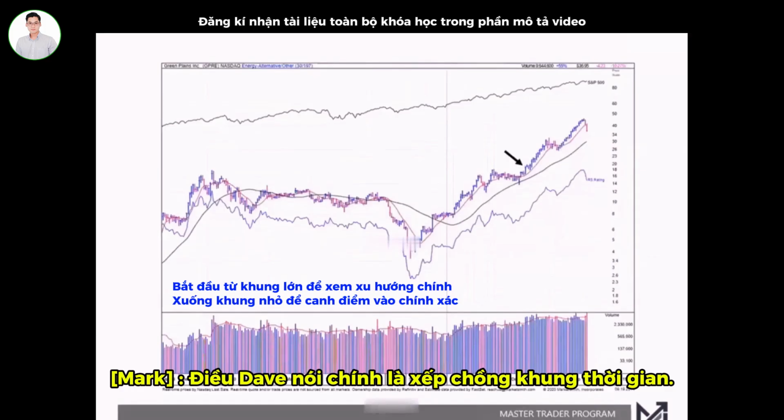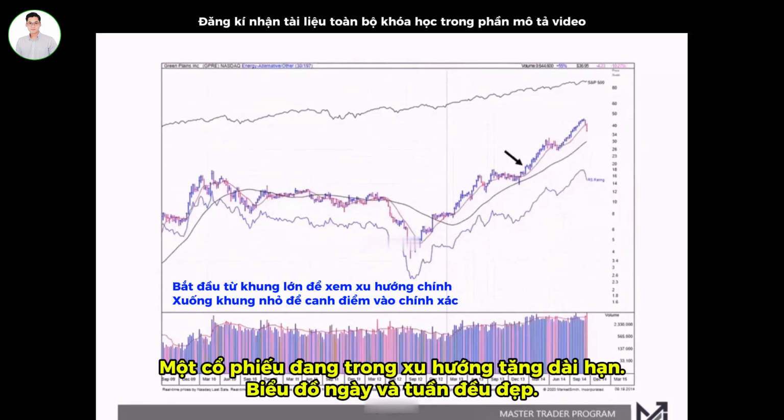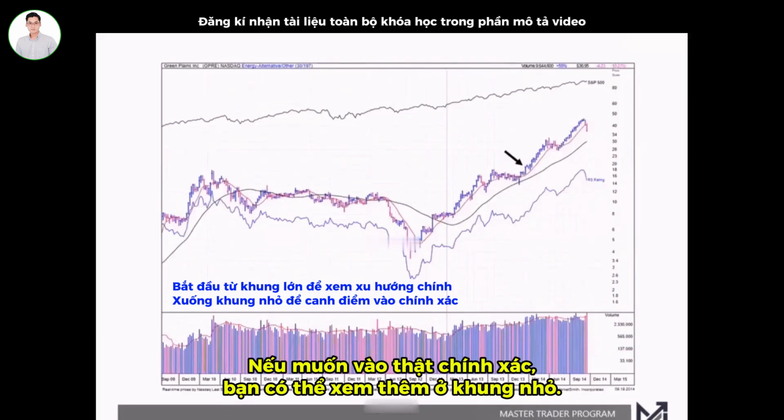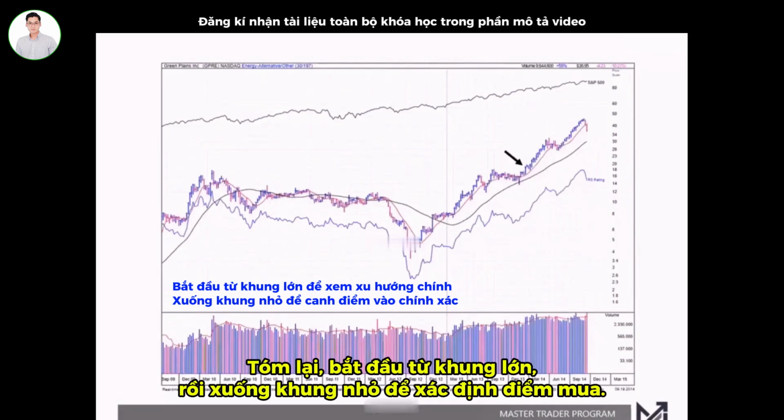What Dave's talking about is actually what we call stacking time frames. So if you take a look, it's in a long-term uptrend. The current chart looks great on the daily. You look at the weekly, it looks great. You can even go down and look for these patterns, and you'll sometimes find in that intraday, like I showed you, that in that little bit of time frame, there was actually a VCP. If you want to time it right down to the hour, to the minute, sometimes you'll actually get a setup intraday that will then correspond with the breakout on the daily. But you're going to start from the larger time frames and work your way all the way down to get to that very specific moment of buying.